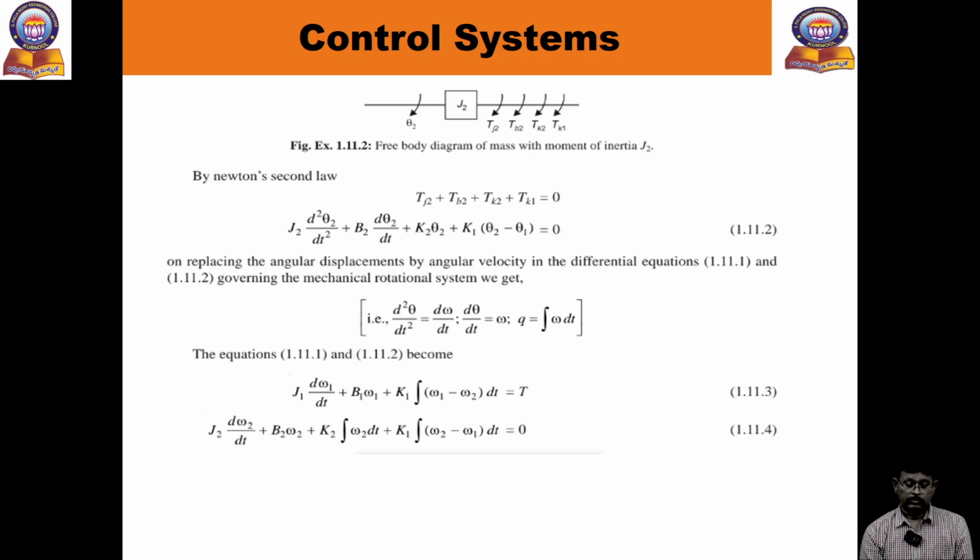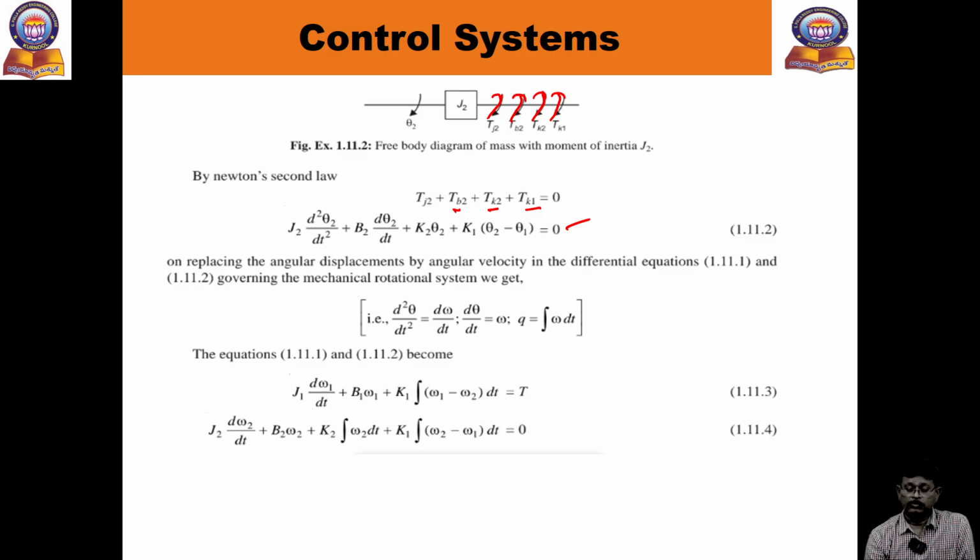Now look to the next case, J2. We are taking the next moment of inertia J2, so theta 2. These are also in the opposite direction, not the same direction. Printing mistake, right? Opposite direction. So 0 equals TJ2 because of inertia, then between the dashpot TB2, then the spring constants K1, K2. So here J2 d squared theta 2 by dt squared, B2 d theta 2 by dt, K2 into theta 2 plus K1 into theta 2 minus theta 1 equals 0, right?